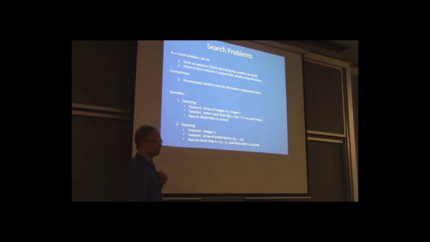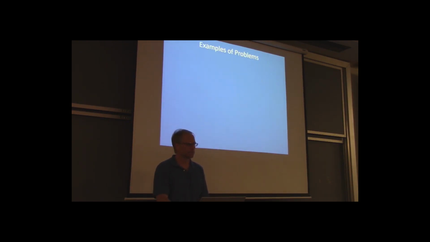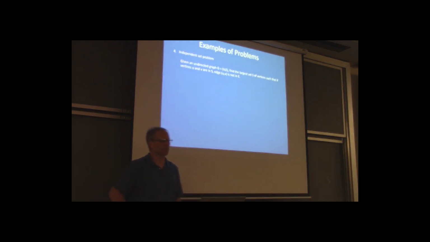What about factoring? The instance there might be an integer n, and the solution is an array of prime factors. That's easy to check. We just check that each number is prime, and we multiply them all together and see if we get n back. That's a search problem. So the key step is that there's an efficient way to check that the answer is correct. So let's look at a different problem.